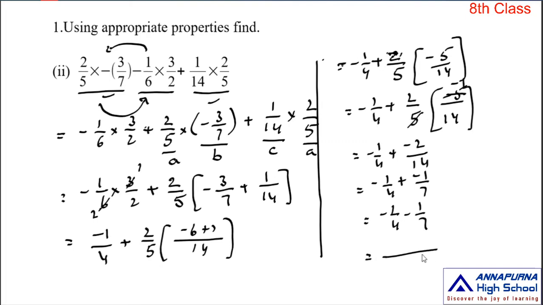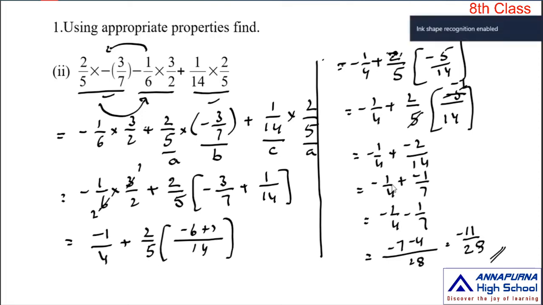It is equal to, LCM is 28, and the numerator is minus 7 minus 4. It is equal to minus 11 by 28. This is your answer. Okay, we come to the next question.